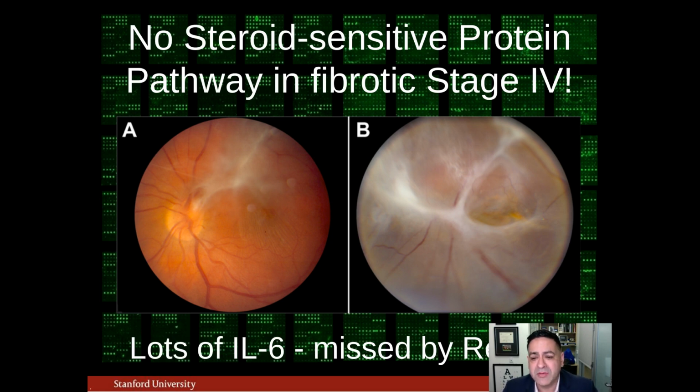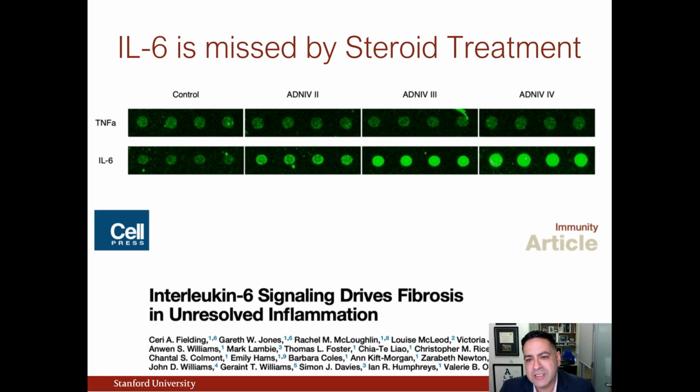and remained elevated even after steroid treatment. This is shown in the top panel here, where you can see during the stages where there's more fibrosis, you see these bright green dots for the IL-6. You can see the TNF-alpha stays mostly the same. And IL-6 has become more and more popular these days and has been linked to driving fibrosis in patients in various kinds of diseases.